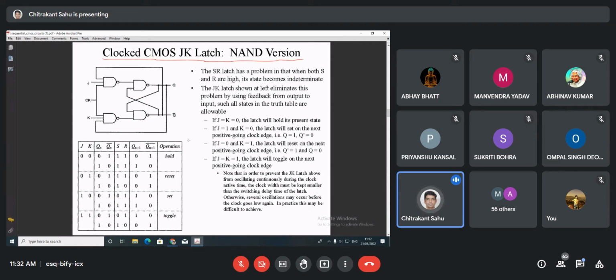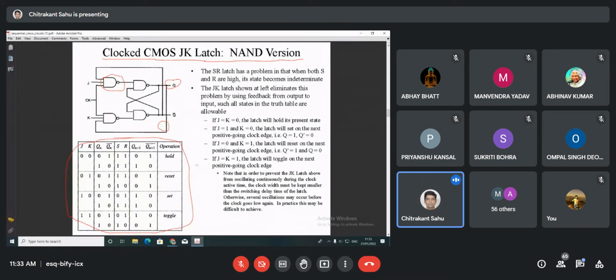Okay, so you can see this is the JK latch arrangement. That is a NAND version shown here, not the NOR version. Please note that this is a NAND version of a JK latch implementation where the clocked one has been used. Earlier we had 2 inputs, now it has become 3 inputs because one more feedback has been used from the output side.